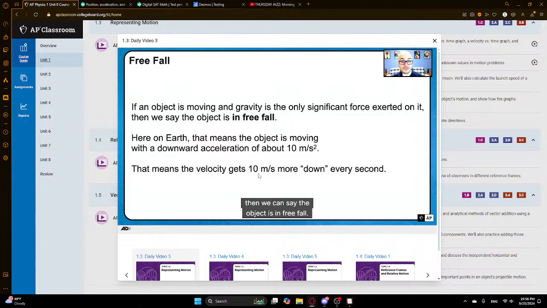Today, 1.3, daily video 3. AP Classroom, day 3, video 3. Free fall. Object is moving, and we only account for gravity.